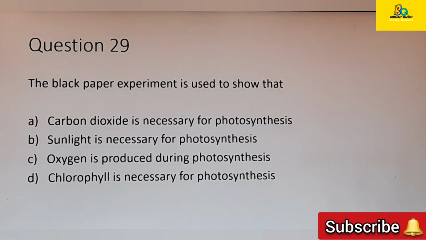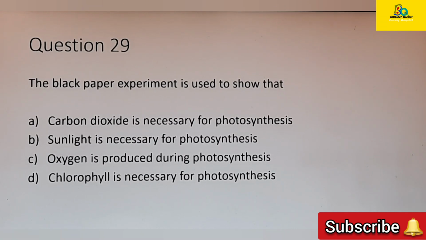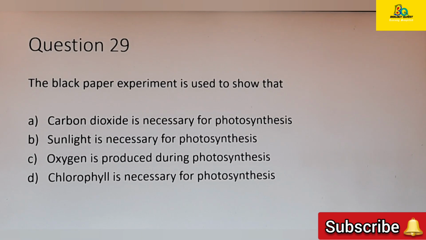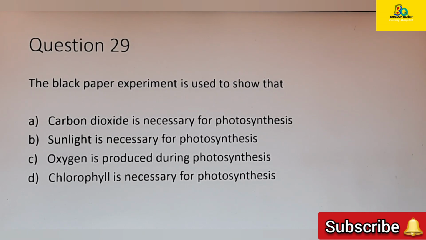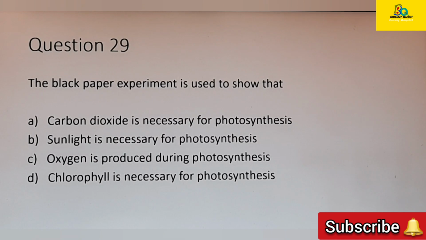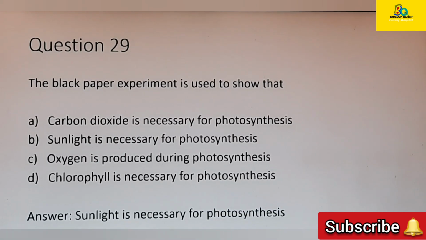Now come to option B, sunlight is necessary for photosynthesis. Yes, the black paper experiment is used to show that sunlight is necessary for photosynthesis. We select a leaf of a plant and we place a black paper onto the leaf. And what is the conclusion? What do we observe after the experiment? The part of the leaf that was covered with black paper does not turn blue-black after the iodine test. That is because this region was not exposed to sunlight. Whereas the other parts of the leaf which were exposed to sunlight will turn blue-black because photosynthesis has taken place in those regions. So the black paper experiment is used to show that, which is the correct answer? Option B, sunlight is necessary for photosynthesis.